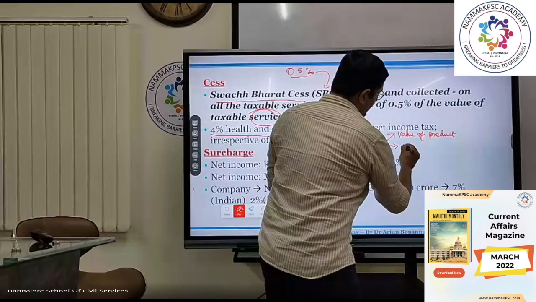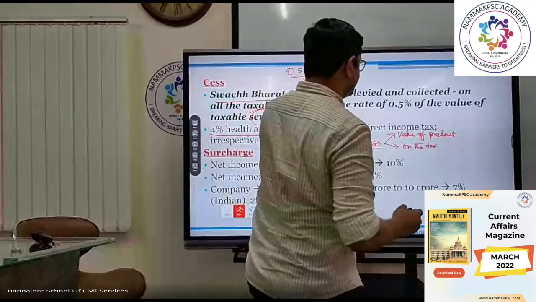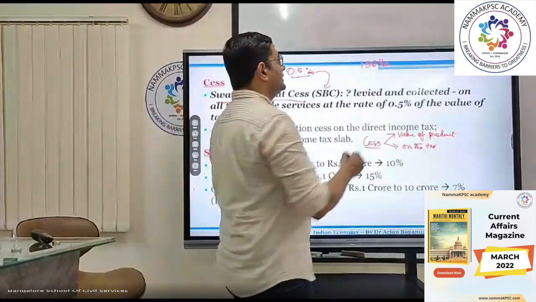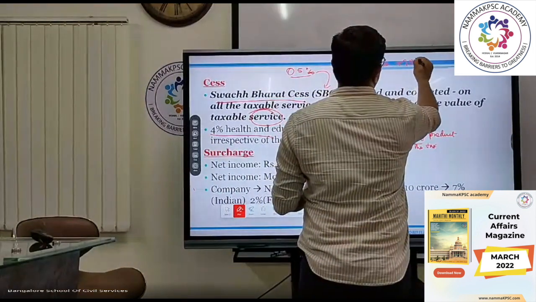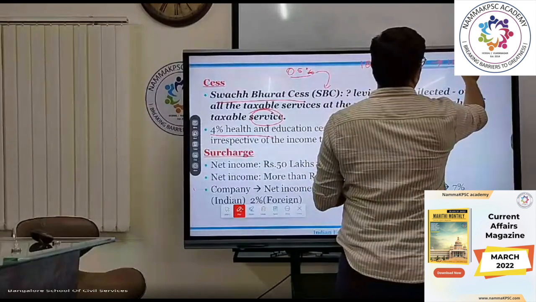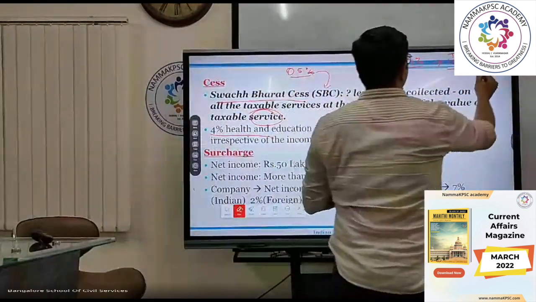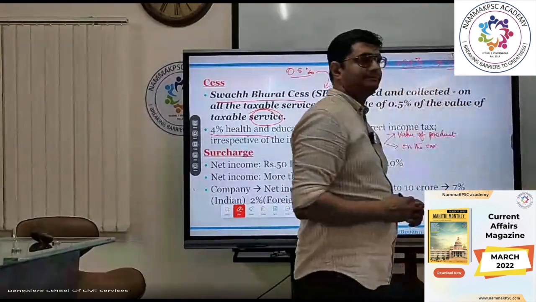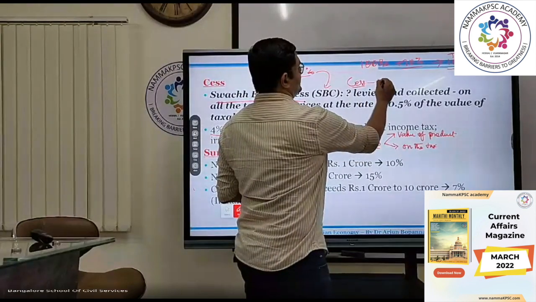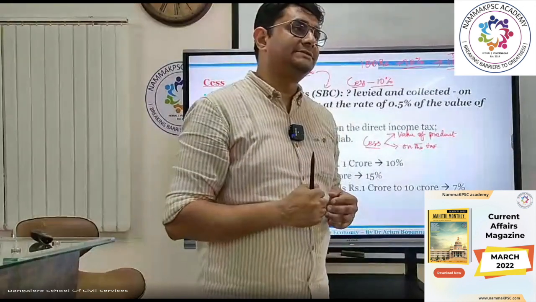or it can be on the tax. What I mean by this is, let's say 100 rupees is the value. Tax is 10%. So how much is the tax? 10 rupees, correct? Tax is 10 rupees. So totally it comes up to 110. Now let's say cess is 10%.